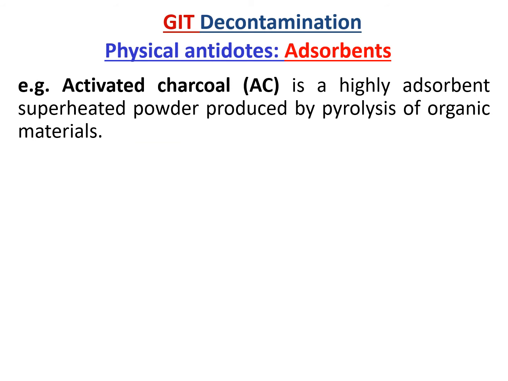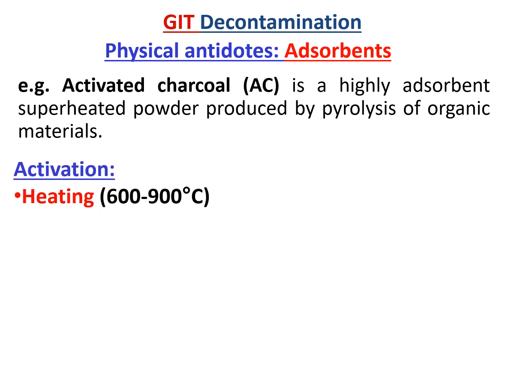Another example of physical antidotes is adsorbents. The most important example of adsorbents is activated charcoal. We all know that charcoal is produced by pyrolysis of organic materials. But to use it effectively in clinical toxicology, we have to activate it. The activation of charcoal is done by heating it to high temperatures, about 600 to 900 degrees centigrade, in the absence of air and in the presence of oxygen, steam, and acids.